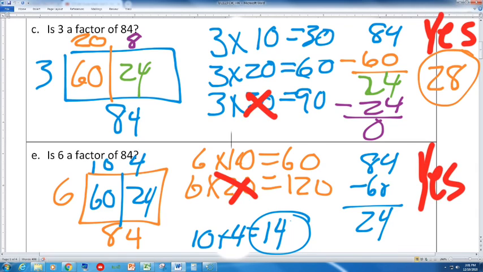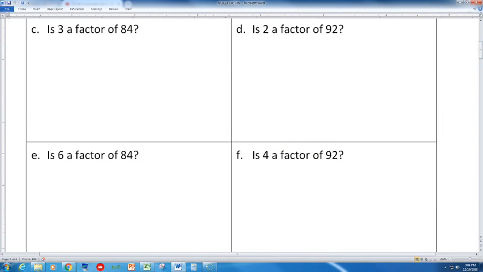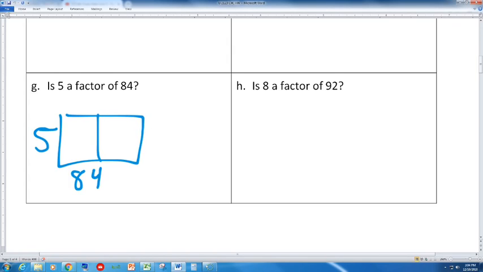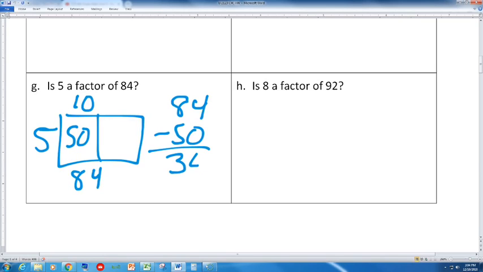If you had a remainder, any remainder 1 or more, your answer would be no. It would not be a factor of that number. Okay? So only if it goes in evenly. So in G here, G is that example. If we drew it, 5 into 84. We did our thing. It would be 10, 50, 84 minus 50. That would give us 34 left over.